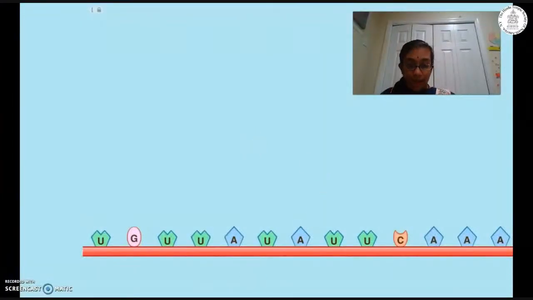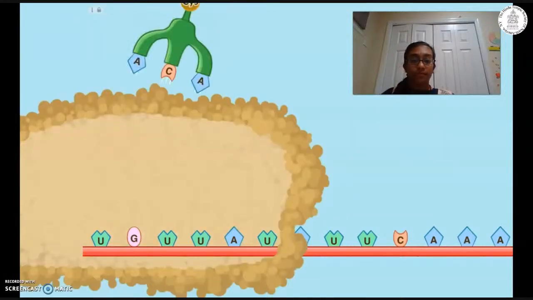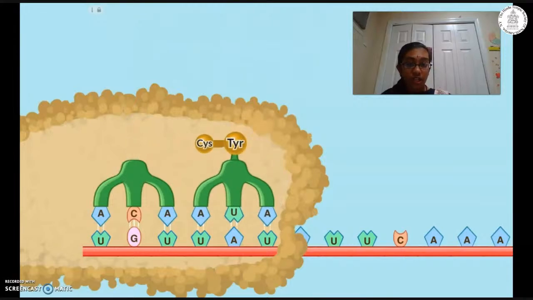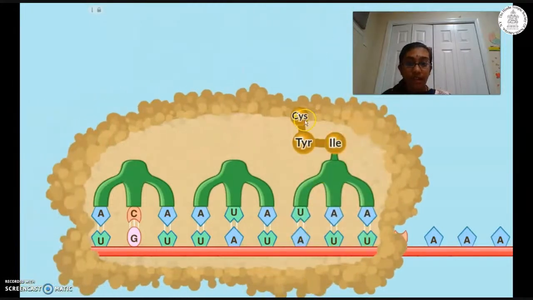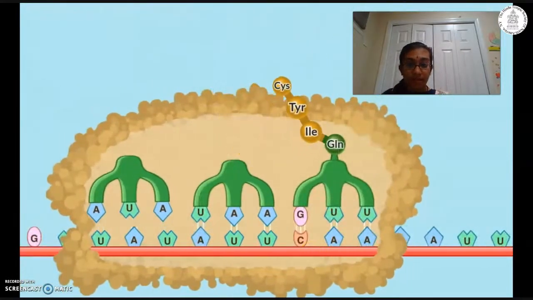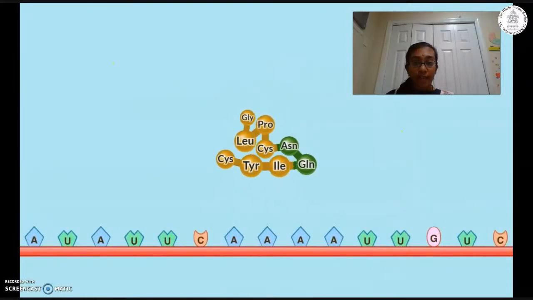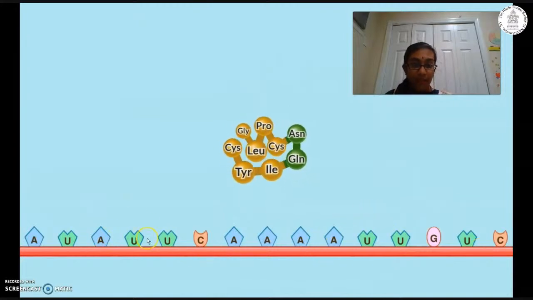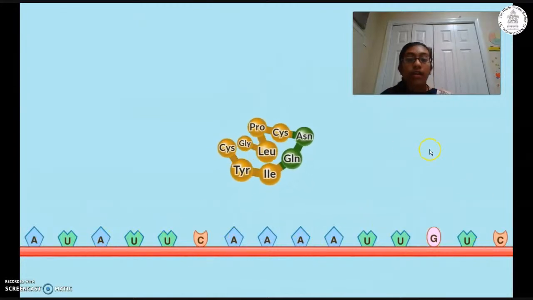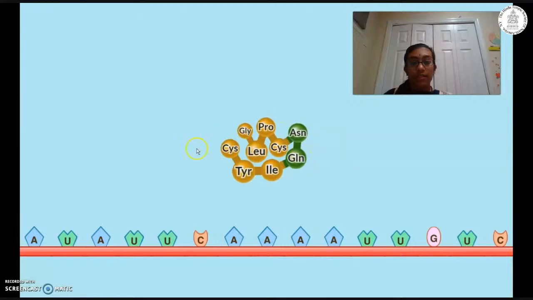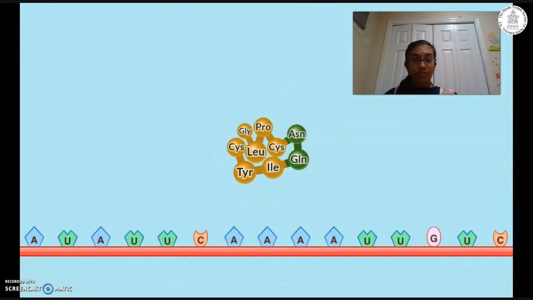Now I'm going to go to the simulation and show how I translate this into the protein. So here's my mRNA, and now it's going to get translated. So you can see each tRNA coming and attaching and leaving its amino acid. And now as each tRNA attaches with each amino acid according to each codon, our protein is formed. So this is oxytocin, and by using the mRNA, we were able to construct this protein.